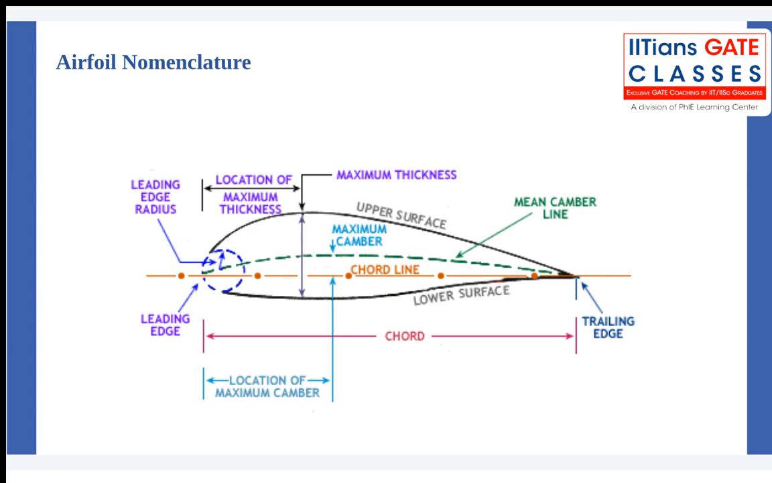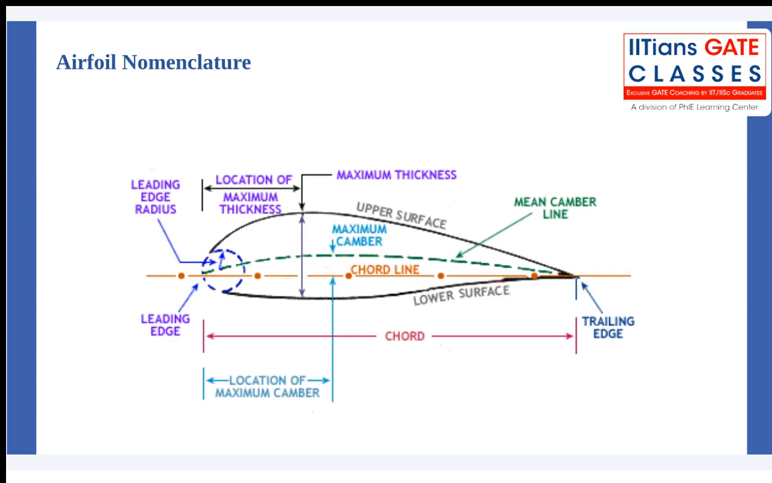So what do you understand by camber or camber line? Midpoint from top and bottom at all locations. Yes, so a line that is equidistant from the upper surface and the lower surface gives you the mean camber line. And you have the location of maximum camber, which is the location that gives you the maximum distance between the mean camber line and the chord line. And you have the location of maximum thickness and maximum thickness, as the name suggests. This is a brief recap of airfoil nomenclature.